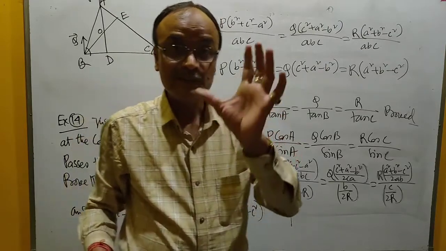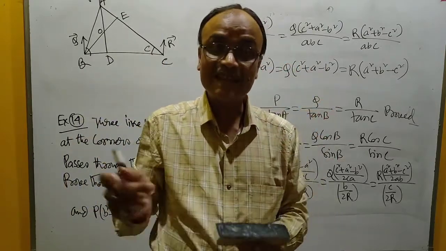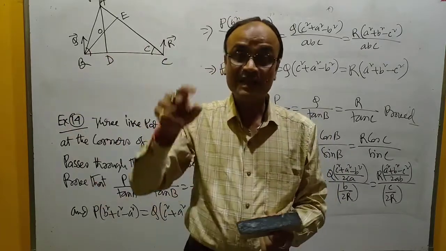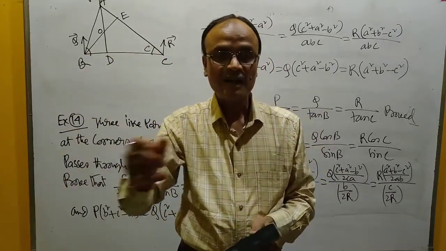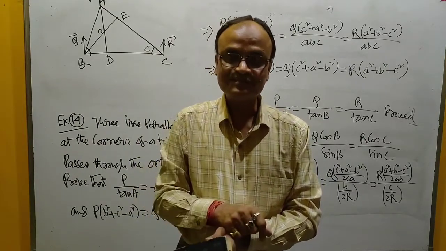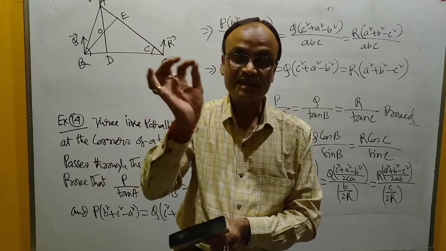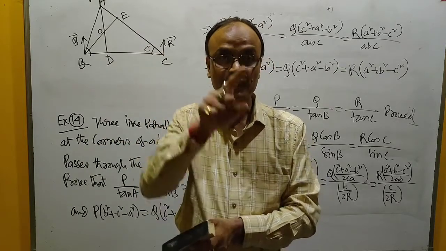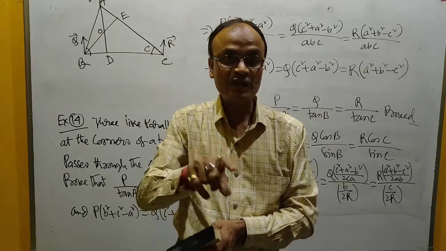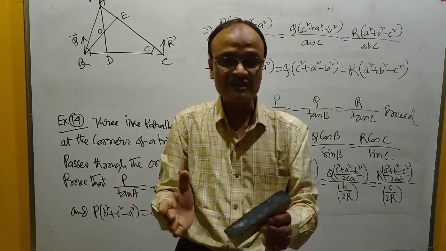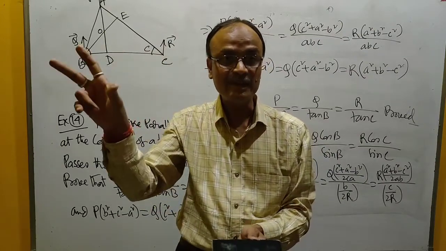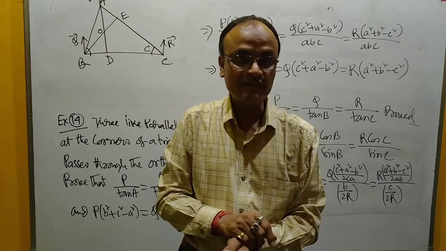You see, if the resultant of three like parallel forces P, Q, R acting at the vertices A, B, C respectively of the triangle ABC passes through the centroid of the triangle, then you will get P equal to Q equal to R. If the resultant passes through the incenter of the triangle, then P by small a equals Q by small b equals R by small c, where small a, small b, small c denote the sides BC, CA and AB of the triangle ABC respectively.